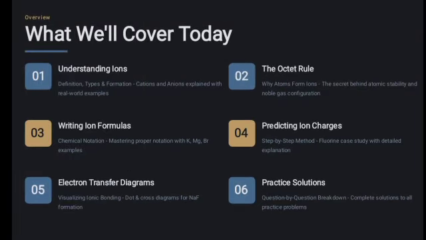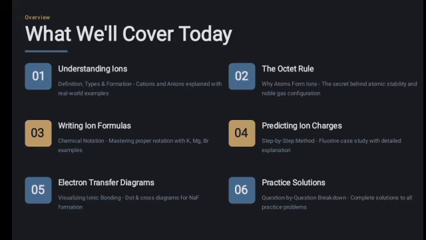Next, we will discuss the octet rule. What is the octet rule? Basically, atoms must have eight electrons in their outermost shell. And what is the secret behind atomic stability? We will discuss that, and how they are able to get their noble gas configurations.